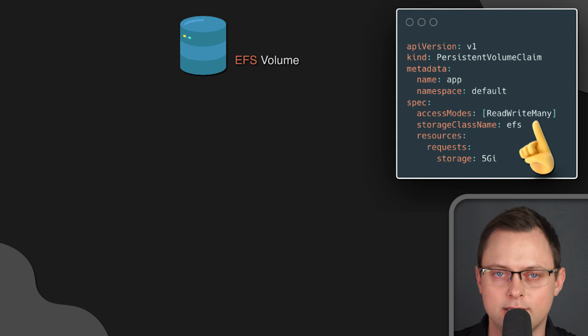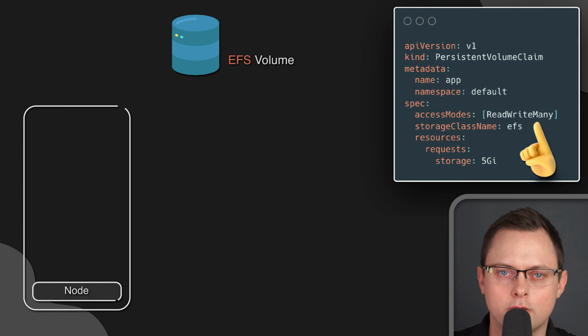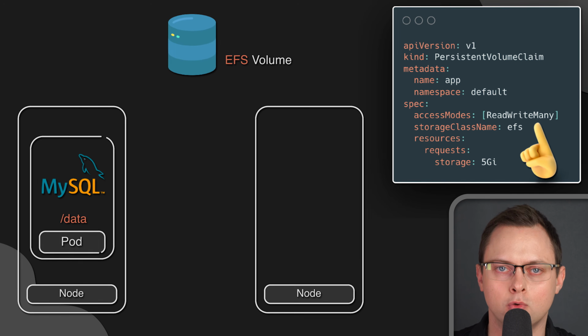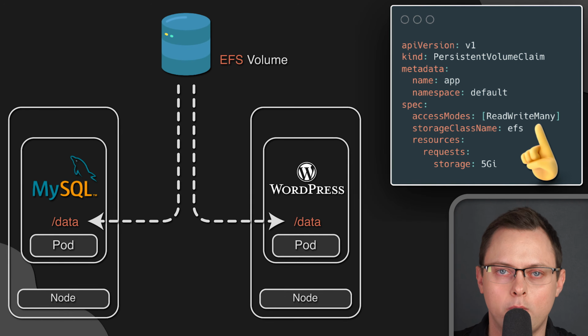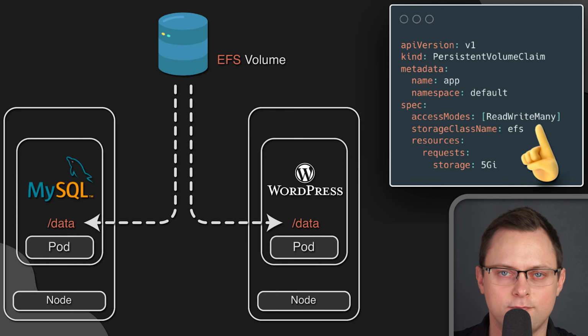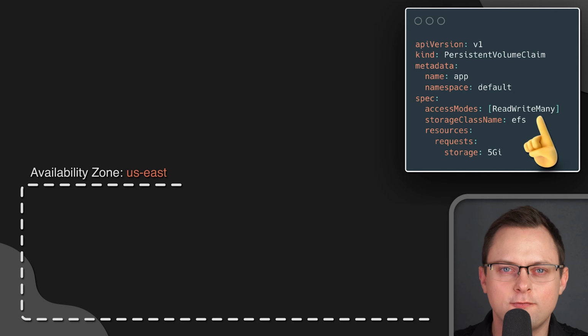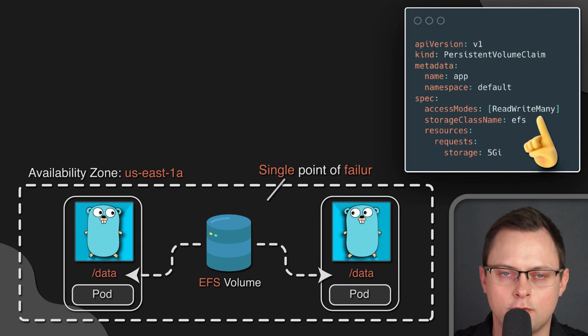For example, in AWS it would be EFS file system. In this case, you can attach the same volume to multiple pods. A good example of this might be a WordPress, where you run WordPress and a database and share the same volume. If you share a single volume across all your pods, it can become a single point of failure.